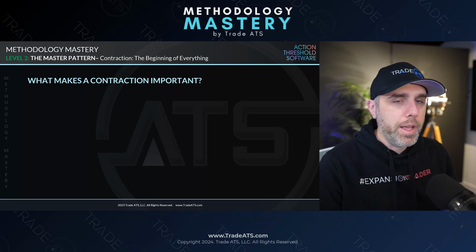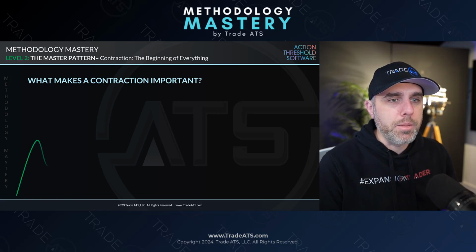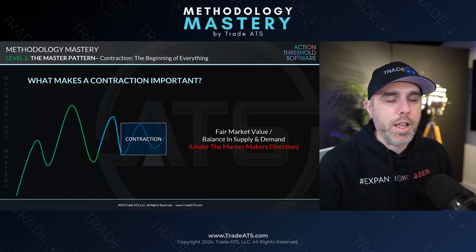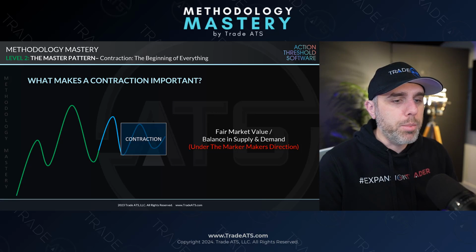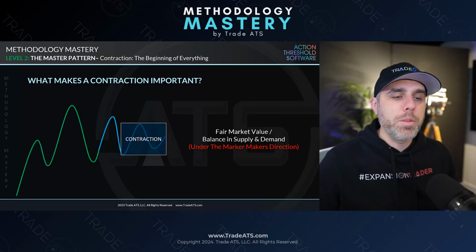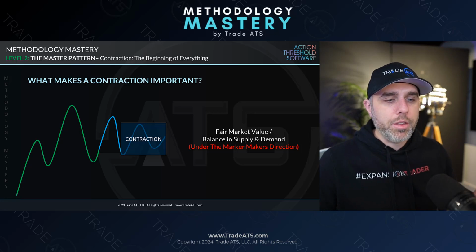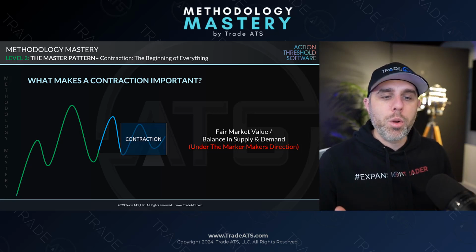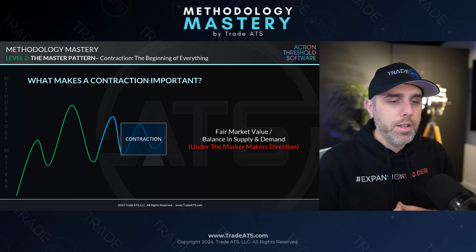So what makes a contraction point important? Let's look at the example here. Contraction is fair market value or a balance in supply and demand. And what's important to know is that this is under the market maker's direction. Now, we've talked about it throughout these lessons that the market makers control supply. They don't control demand as much, but they are the floodgates of supply. So they're controlling one side of the coin pretty much to a large degree.